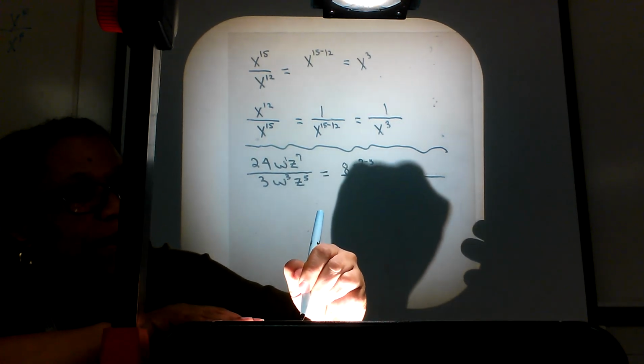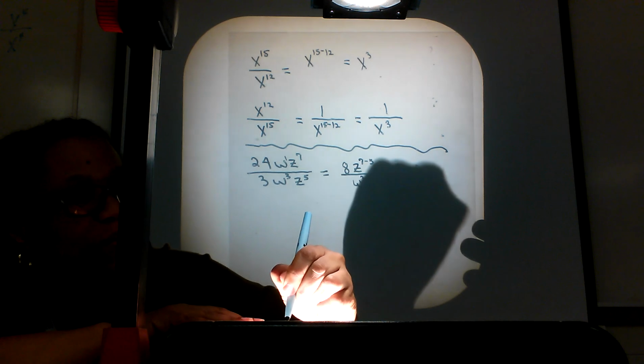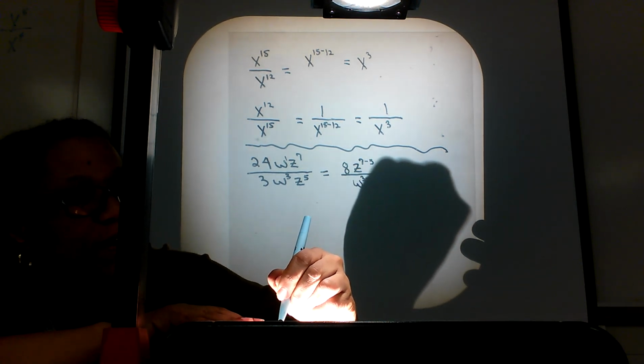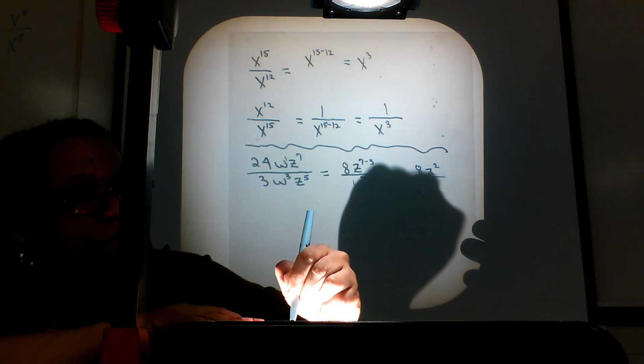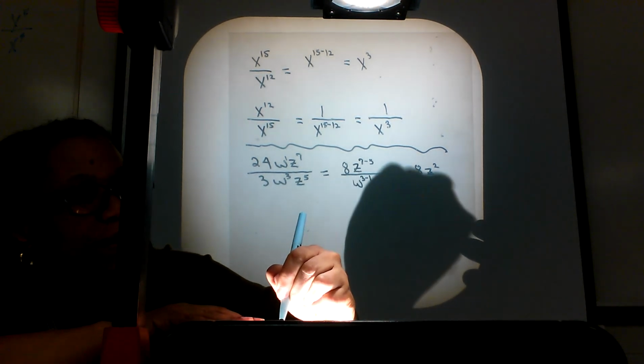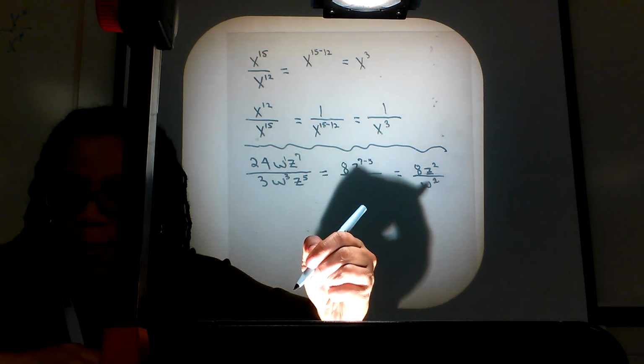Okay, so we have 8, and that's going to give us Z to the what? Second. Second, and that's going to give us W to the what? First. Second.